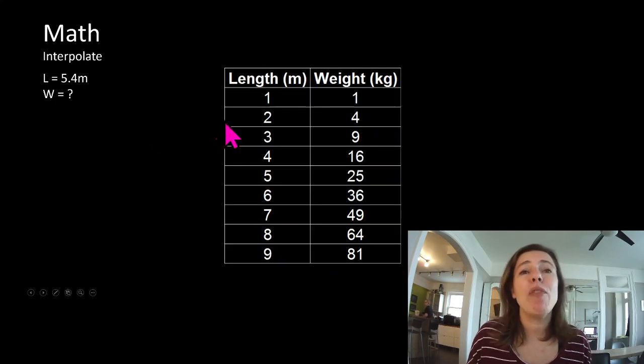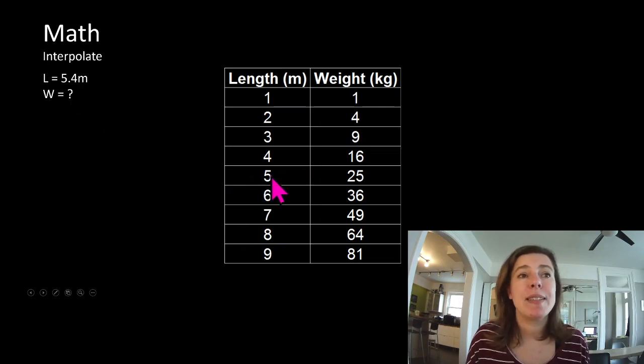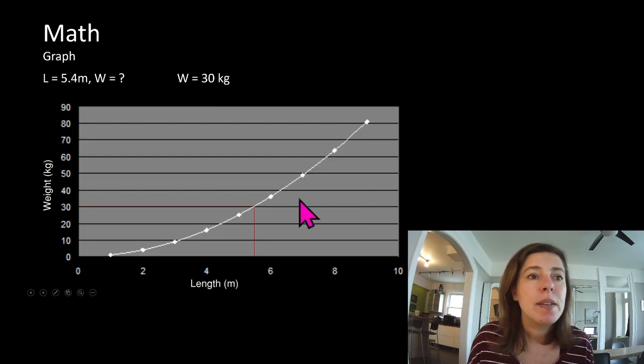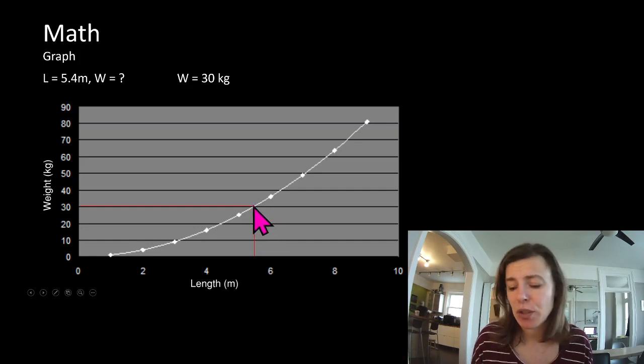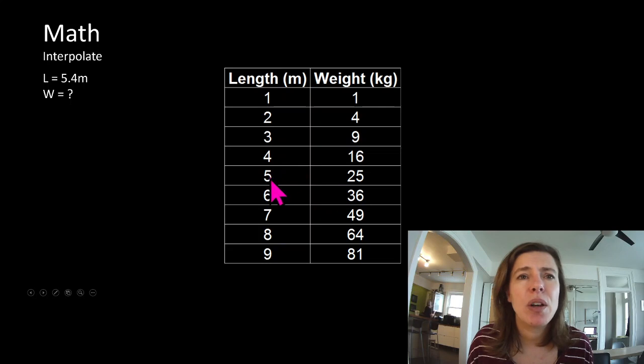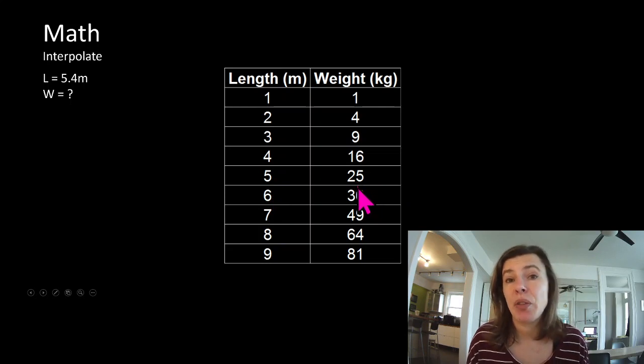All right, so what if we had this chart and we wanted to know what 5.4 is? They've given us that 5 is 25 kilograms and 6 meters is 36 kilograms. Look at this. That's exactly what this chart was here. So looking at our graph, we know that it's probably an answer around 30. Well, let's look. We have something somewhere between 5 and 6, so it's an answer somewhere between 25 and 36.